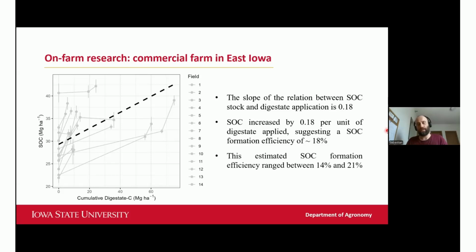And it was also quite variable and can range between 14% and 21%.